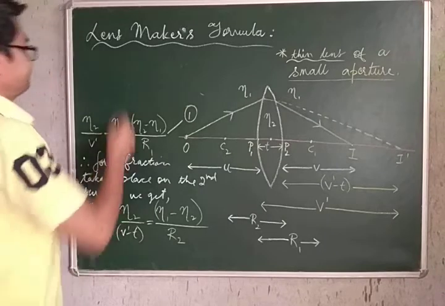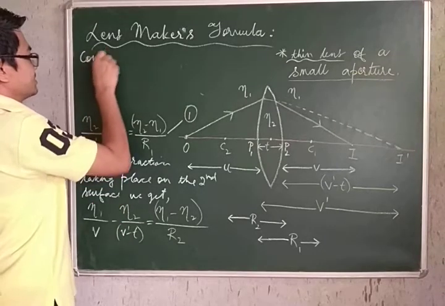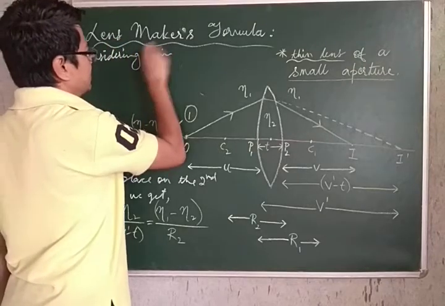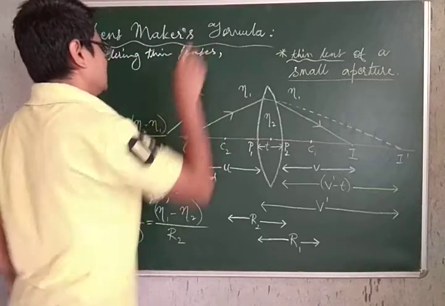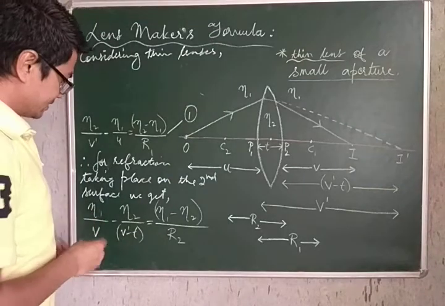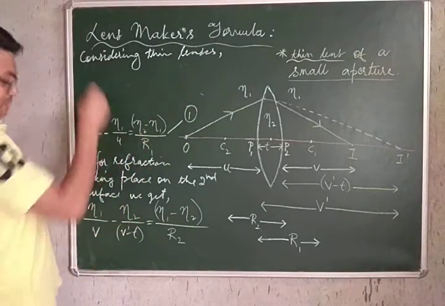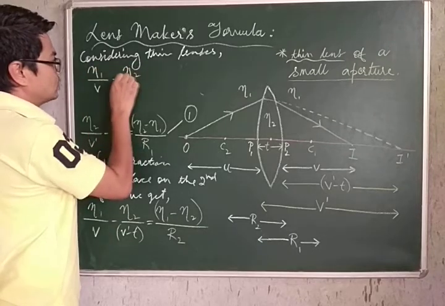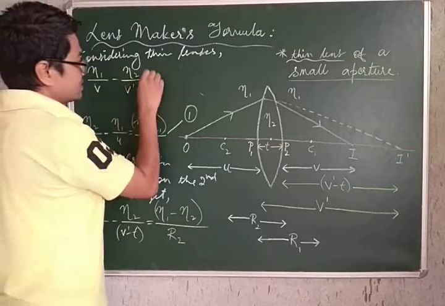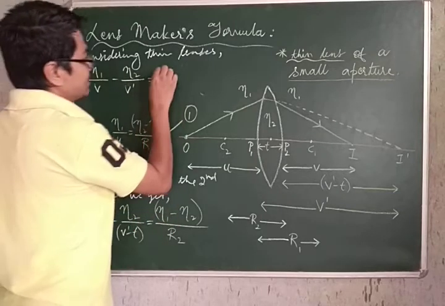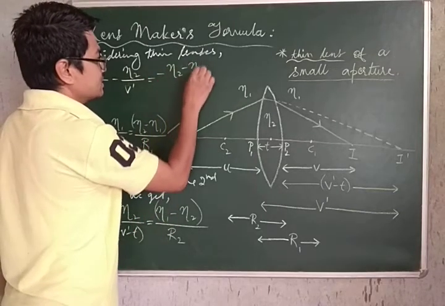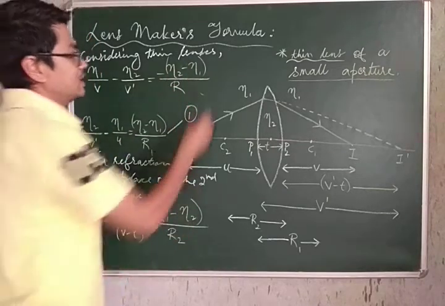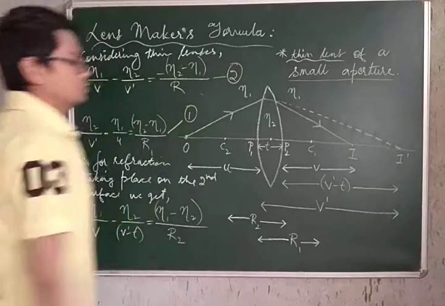So, considering thin lenses, let's simply write this. Considering thin lenses, this expression can be written as eta 1 by v minus eta 2 by v dash is equal to, let me rewrite this as minus of eta 2 minus eta 1 divided by r. So this is, say, our equation 2.